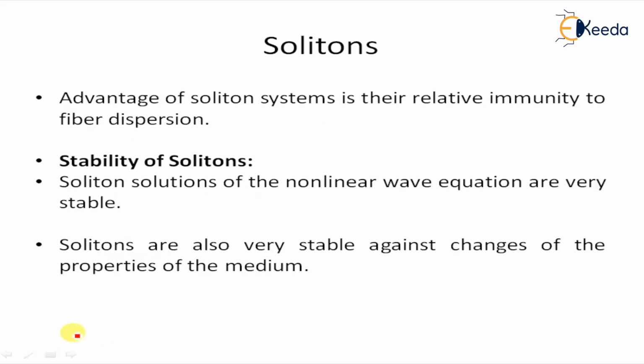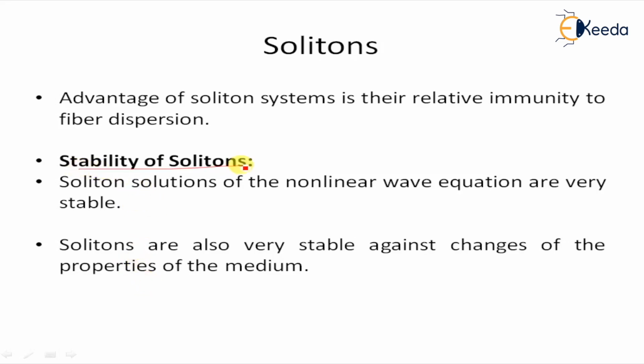The main advantage of the soliton system is its relative immunity to fiber dispersion, which in turn allows transmission at high speeds of a few tens of gigabits per second. On the other hand, in the conventional on-off keying system, dispersion can be managed in a simple manner by alternating fiber with positive and negative dispersion.